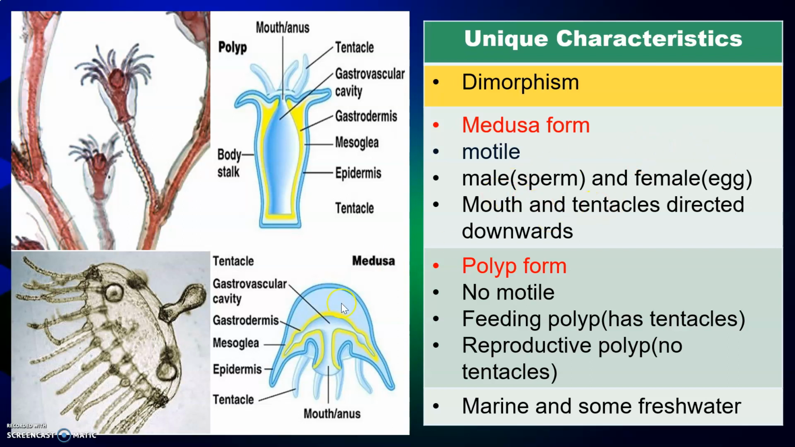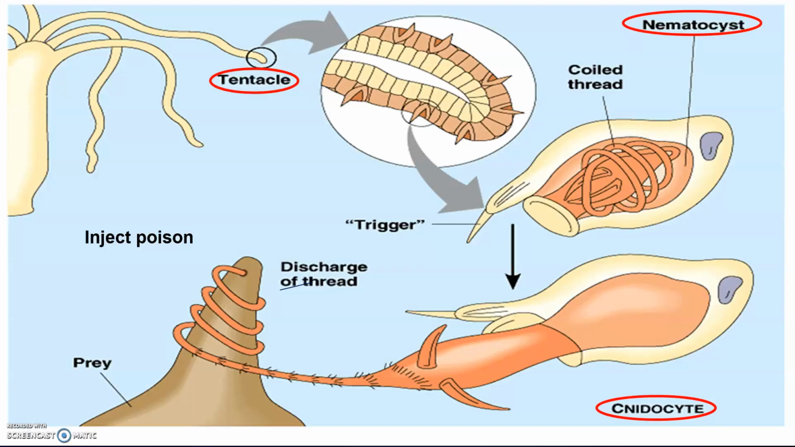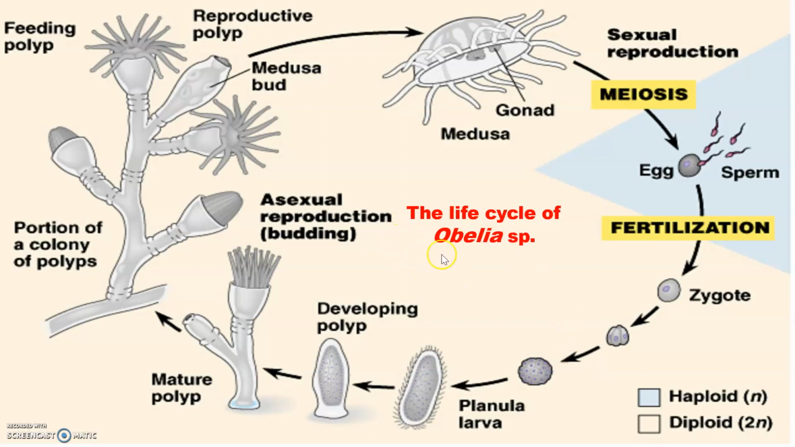The mouth and tentacles are usually directed downwards. When it is in polyp form, it is non-motile, and it has feeding polyps and reproductive polyps. Usually it lives in marine environments and in some cases in fresh water. This is a unique characteristic as well, the presence of cnidocytes, which are used to capture prey or to avoid predators. This is the life cycle.